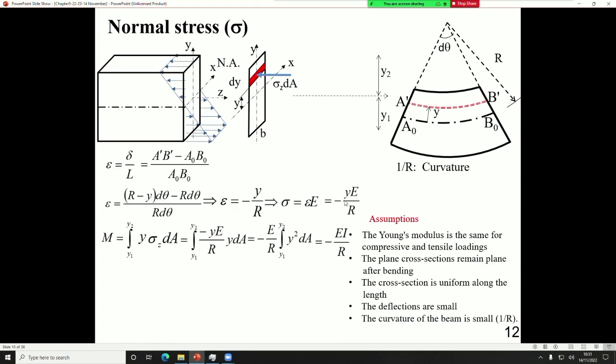Now, if I just combine these equations, I can get rid of R, because we can use R, but we cannot keep measuring R, so we need to get rid of it. So if I combine these two equations, I can eliminate it. I can say sigma is equal to My over I, which, please write down, is I with respect to the x axis.